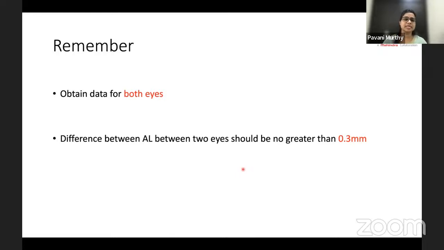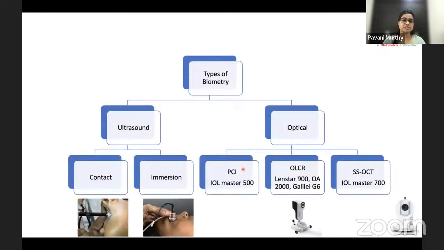The difference between the axial length of the two eyes should not be greater than 0.3 mm unless there are relevant ocular findings such as previous scleral buckling, anisometropia, or corneal transplant. Sometimes you can have keratoconus or previous refractive surgeries. So coming to types of biometers, these can be broadly divided into ultrasound and optical. Ultrasound, we have contact and immersion. Optical are further divided depending on the technology which they use.